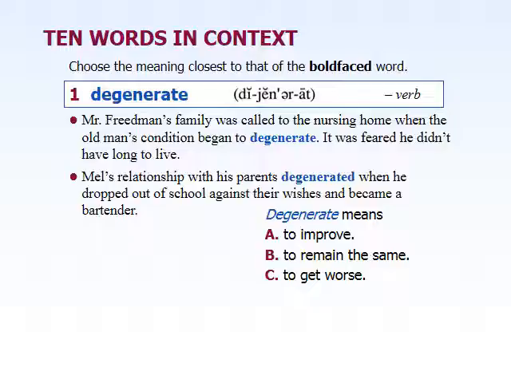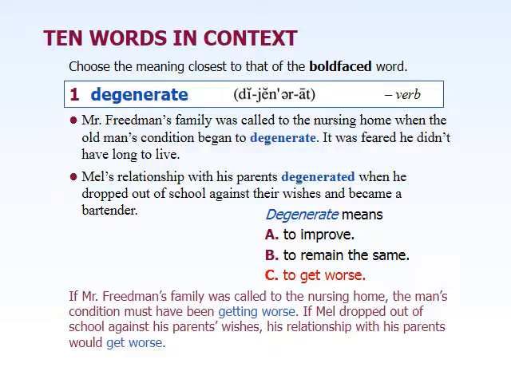Mr. Friedman's family was called to the nursing home when the old man's condition began to degenerate. It was feared he didn't have long to live. Mel's relationship with his parents degenerated when he dropped out of school against their wishes and became a bartender. So what degenerate means is to get worse.